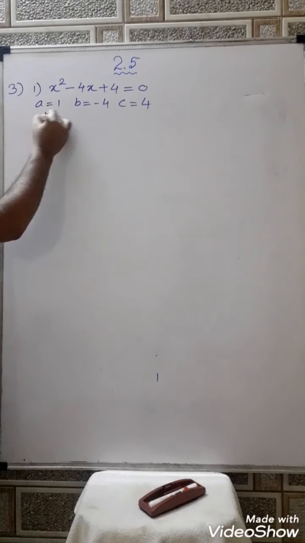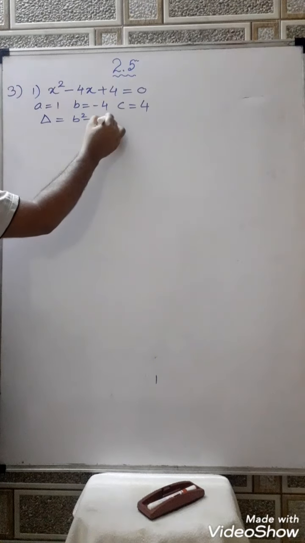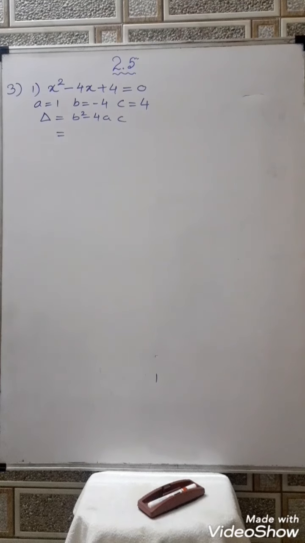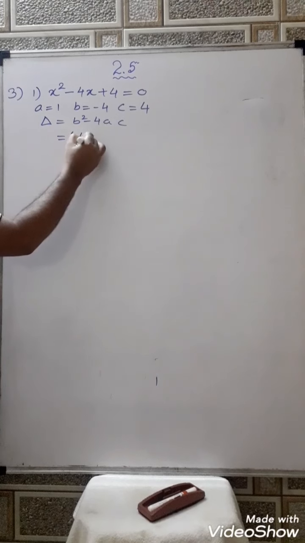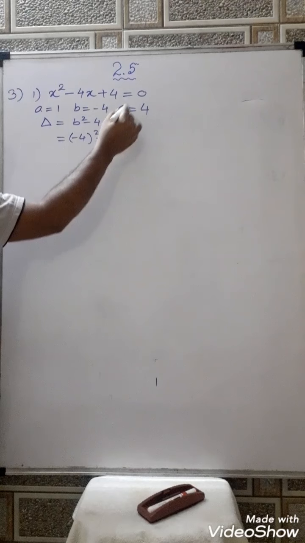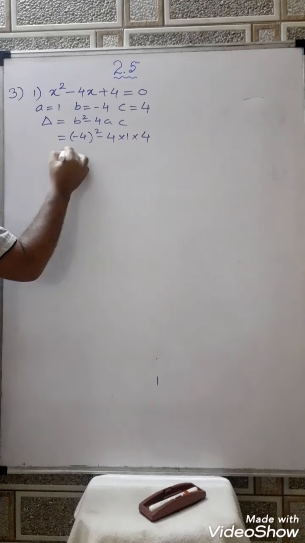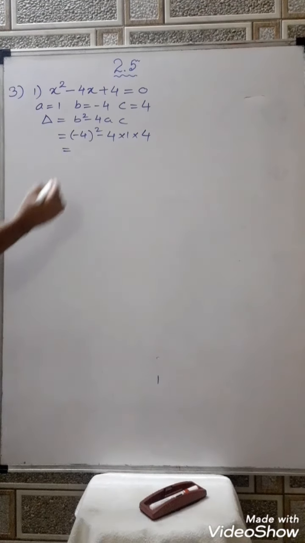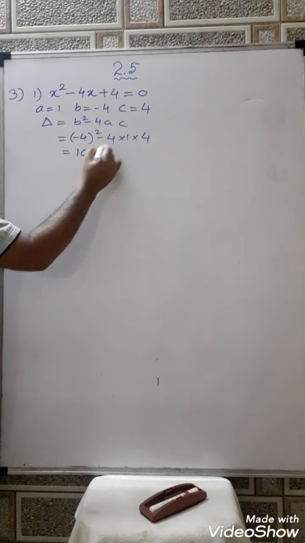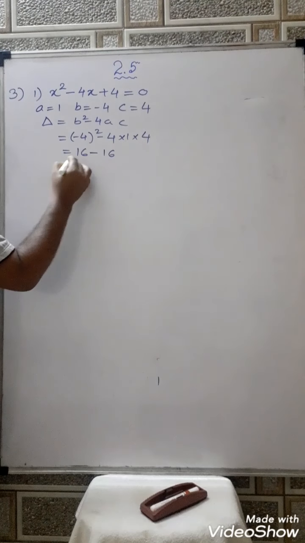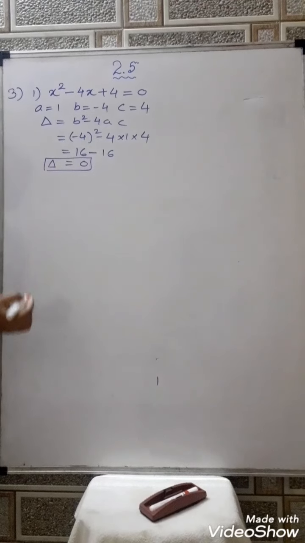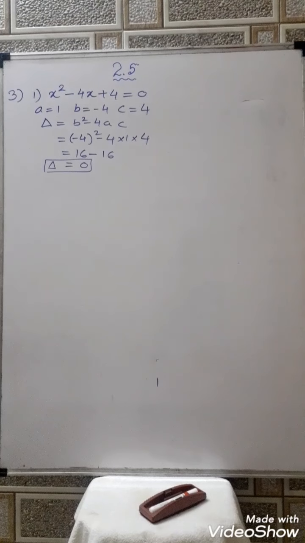Now discriminant equals b square minus 4ac. Substitute the values now. What is b given here? b is minus 4. What is a? 1. What is c? 4. So what is the square of minus 4? It's 16. Minus minus plus. Here minus 4 multiplied with 4, again 16. So what do you get in the end? Discriminant equals 0.